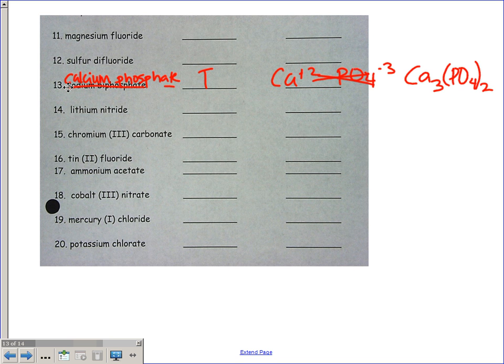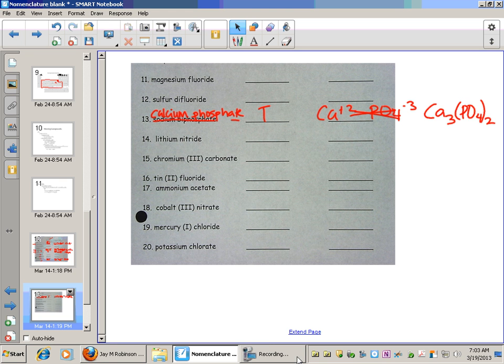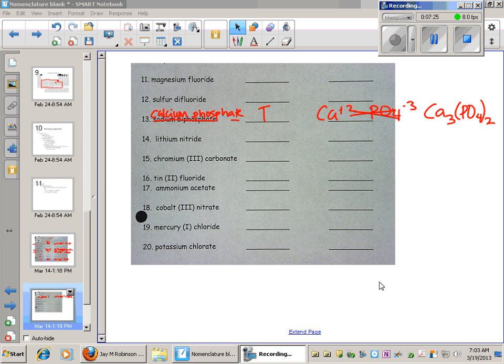So that's a brief overview of ionic nomenclature. Remember to double check your charges off the periodic table and the polyatomic ion sheet to make sure that you're accurately crisscrossing and making sure that your subscripts are exactly what they need to be.